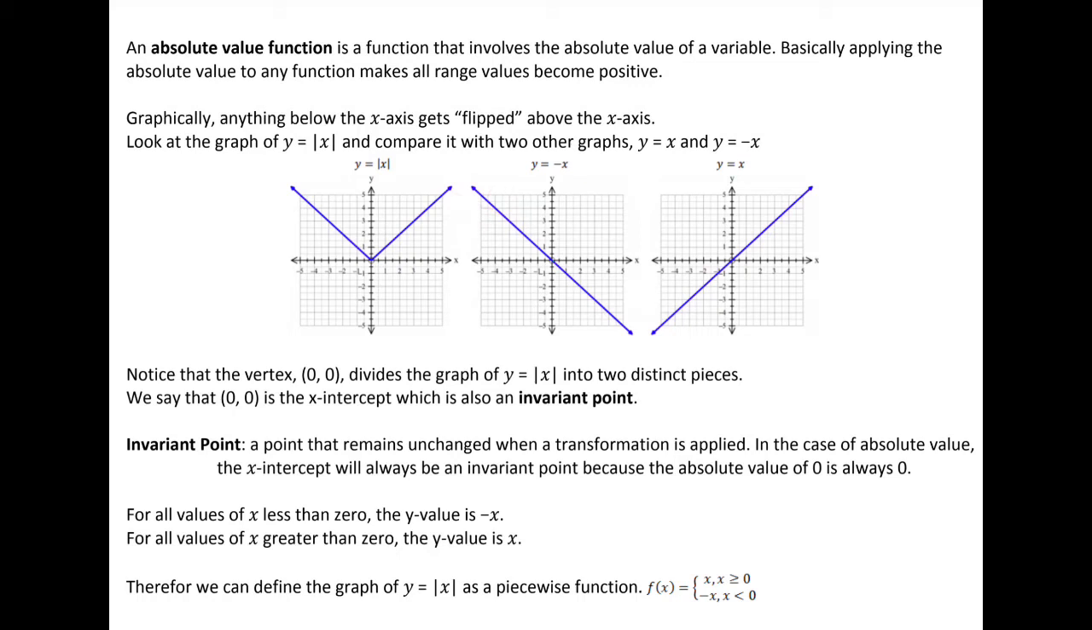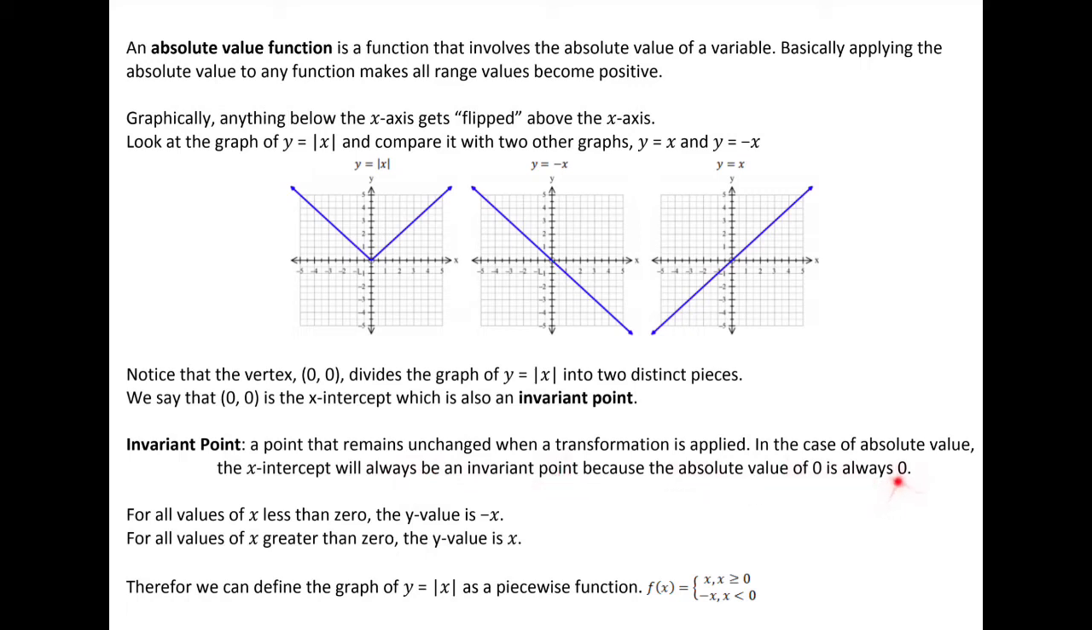Notice that the vertex 0, 0 divides the graph of y equals absolute of x into two distinct pieces. So we say this vertex 0, 0 is the x-intercept, which is also known as an invariant point. An invariant point is a point that remains unchanged when a transformation is applied. In the case of absolute value, the x-intercept will always be an invariant point because the absolute value of 0 is always 0.